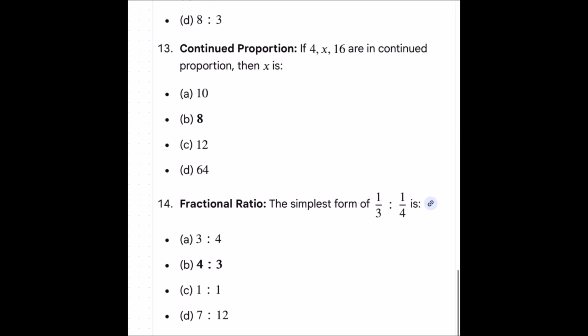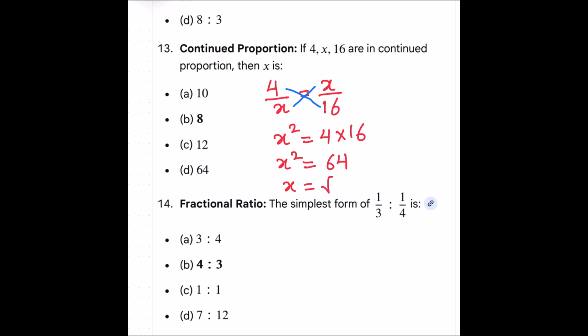Our next question is question 13, which is based on continued proportion. If 4, x, 16 are in continued proportion, then x is. So here we need to keep in mind that we have only been given 3 numbers. So when 3 numbers are in proportion, the ratio of first number to the second number is equal to the ratio of second number to the third number. So 4 upon x will be equal to x upon 16. Now we can solve this by cross multiplying. So we'll have 4 times 16 equals x square. So x square equals 64, or x will be equal to square root of 64, and square root of 64 is 8. So option B will be the correct answer.